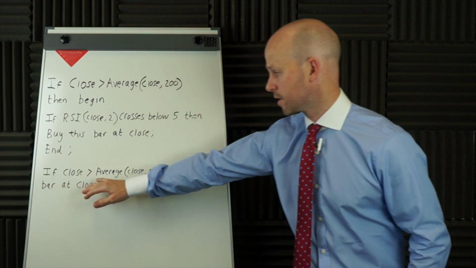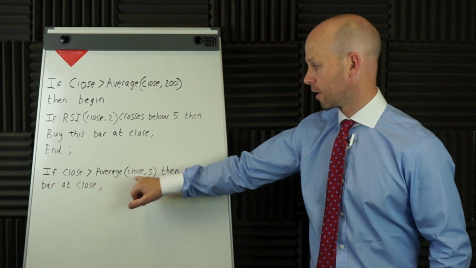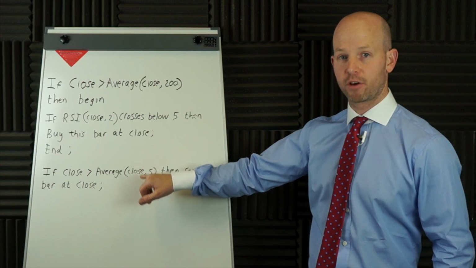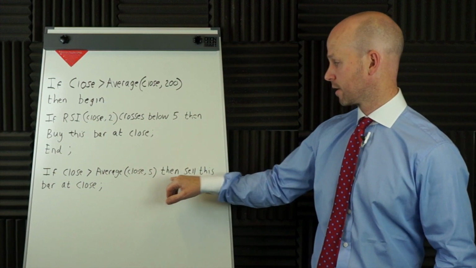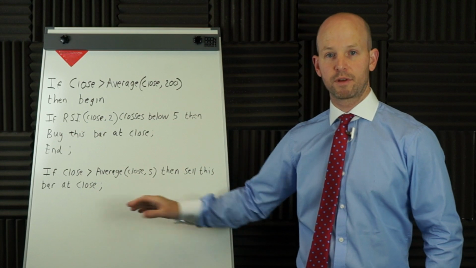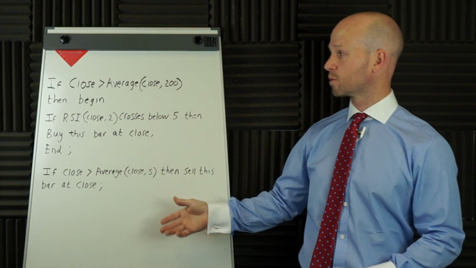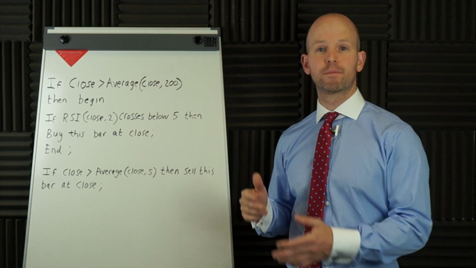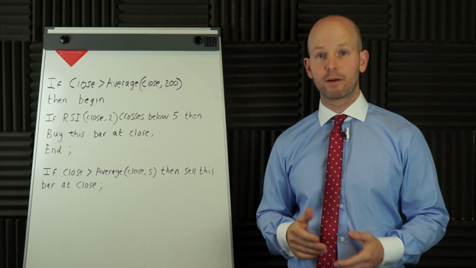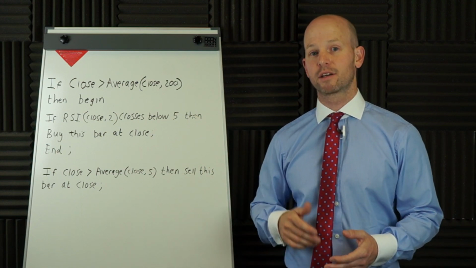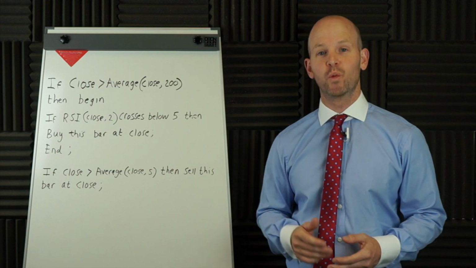If the close is above the average, close comma 5 this time, this is our 5 period moving average, then sell this bar at the close, and that is it. That's our 4 rules entered in Powerlanguage for MultiCharts. That will work, and that's the basic code and the basic strategy that we're going to use.